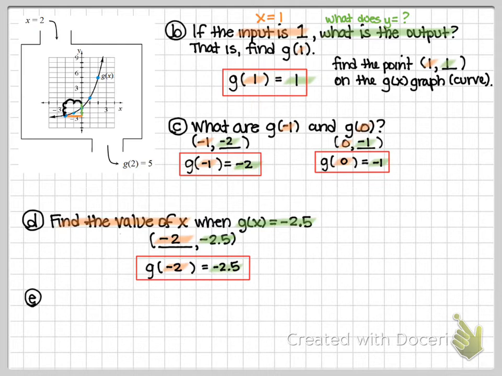So we'll add another one in. So let's find the value of x when g of x is equal to, let's see, when g of, now it may have to be an approximation, but we can get another one. So let's do when g of x is equal to 3.